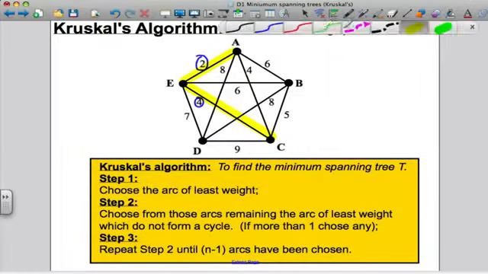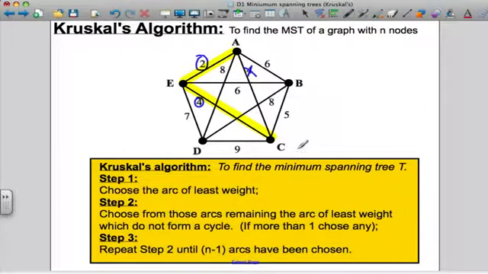Okay, what's the smallest arc now? Well, clearly this 4 is now the smallest. However, if I included it, it would cause there to be a cycle. And step 2 says I can't choose any arc that would be a cycle. Hence, I'm not going to choose that one there. Okay, what's the smallest out of 7, 9, 8, 6, 6, 8 and 5? Well, it's the 5. So I'm going to include that 5 here.